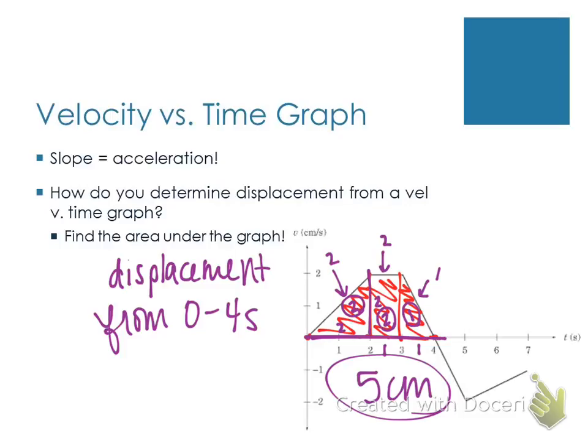Okay, and have we traveled in the positive direction or the negative direction? All positive. Right? We're above the x-axis. This is where it gets tricky. On a velocity versus time graph, anything above the x-axis is positive direction. Anything below the x-axis is negative direction.